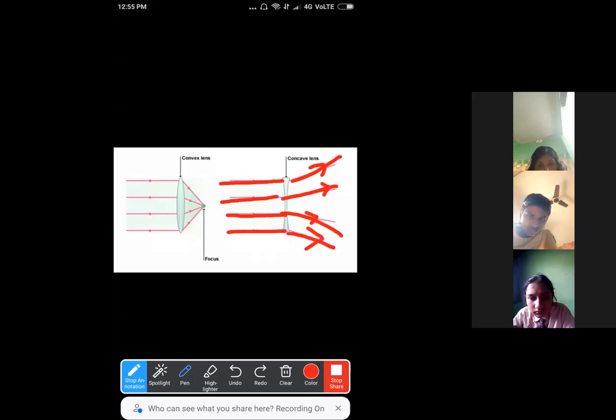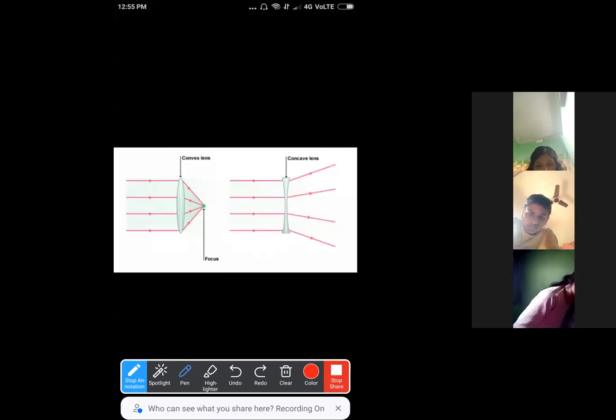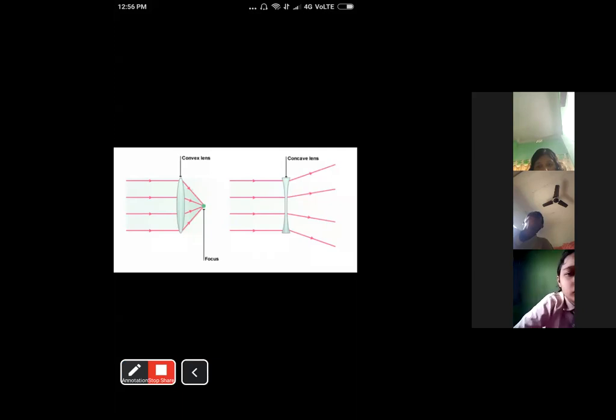So if the light rays are passing through the convex lens, then they will meet at a point just behind the lens. But if the light rays are passing through a concave lens, then they will get scattered. They will go away from each other. They will never meet at a particular point called focus.